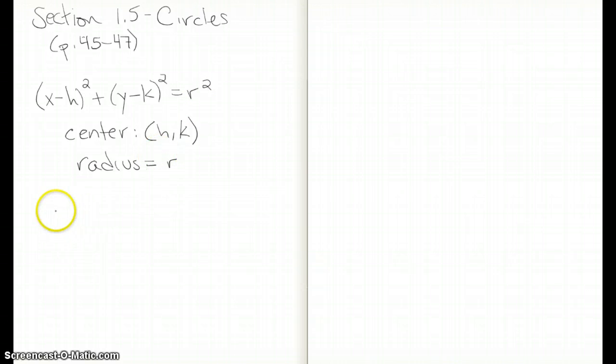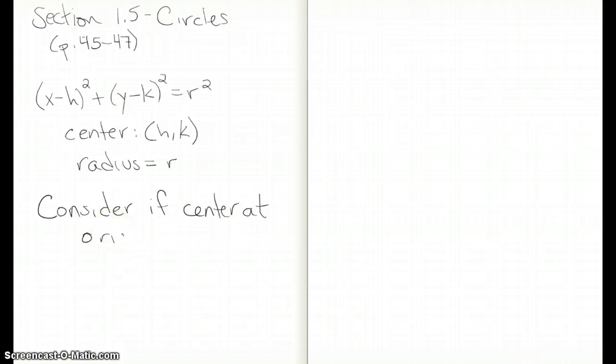Okay, so I'd like you to consider a special sort of modification of this. What would the equation look like if our center was at the origin? Like if we had a circle whose center was at the origin. Well, if the center is at the origin, then the ordered pair for the center is (0, 0). And what would the equation look like if we did in fact have that as our center?